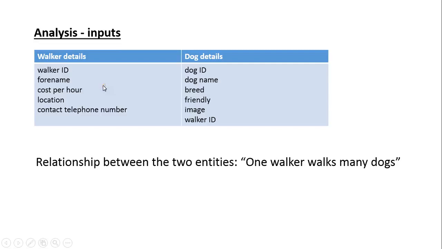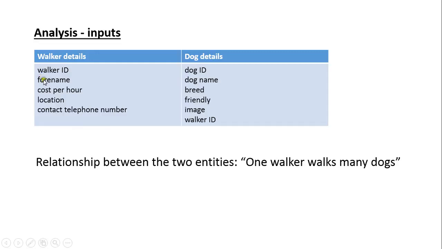We can type in the details about one of the walkers and we create a walker entity. And we can type in details about one of the dogs and we create a dog entity. And all the dogs together make a dog entity set, and all the walkers together create a walker entity set. So we have a look at some of the things that we'll type in about the walker.